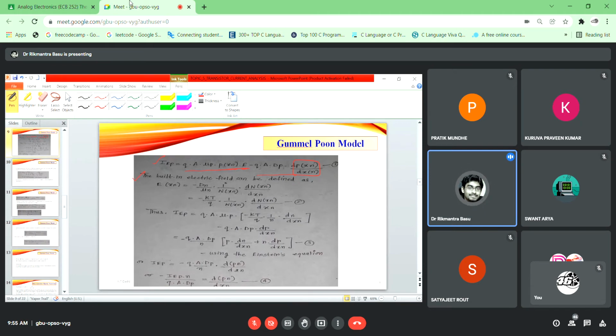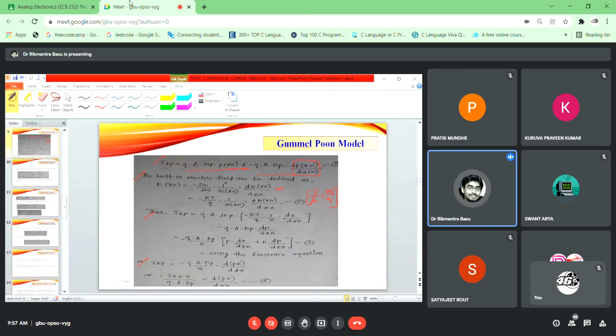The built-in electric field can be defined from the Einstein's equation. If you recall, E equals minus D by mu into 1 by p into dp by dx. So E of Xn equals minus Dn by mu n for the electrons, 1 by n of Xn, the electron distribution, into the gradual variation of the electron, dn by dXn, which is minus kT by q, because from the Einstein's relation, D by mu equals kT by q, so minus kT by q into 1 by n of Xn into dn by dx. Similarly, IEP equals qA into mu of p into minus kT by q into 1 by n dn by dXn, minus qA dp by dx, and minus qA into dp by dx, using the Einstein's equation p into dn by dXn plus n into dp by dXn. So IEP, you just go through all the equations and solve.